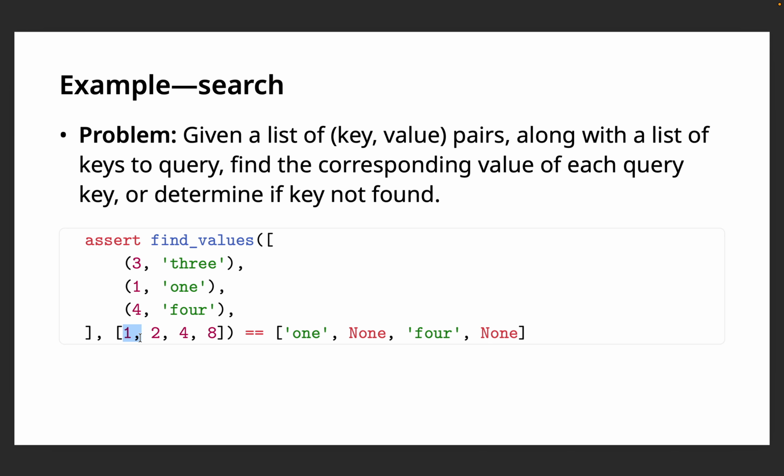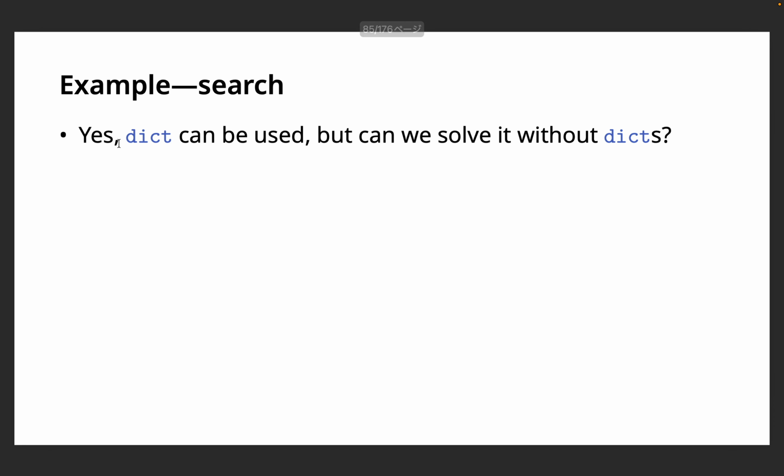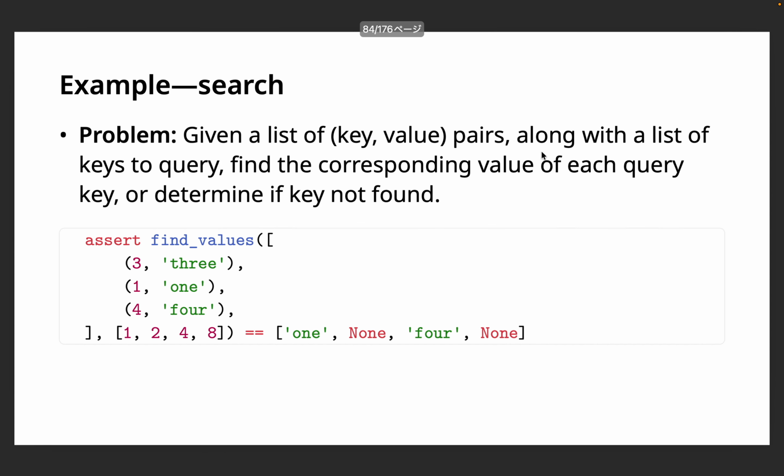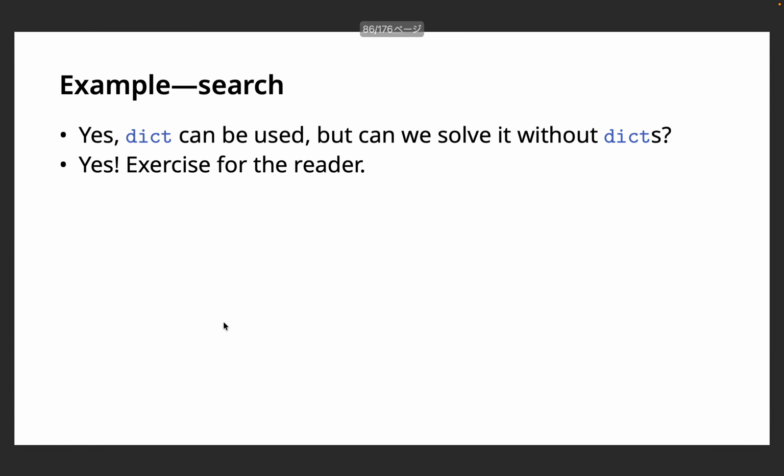For each query here, you look at whether this list contains an entry where the key is equal to that query. If so, you return the value. Otherwise, you return None. Obviously, as I just mentioned, you can use dictionaries for this. But can we do it without dictionaries? Actually, you can. Of course, you can just brute force this. But to do it quickly, you have to do something first.